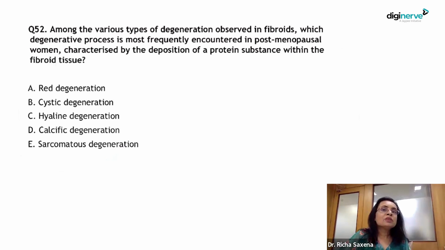Among the various types of degeneration observed in fibroids, which degenerative process is most frequently encountered in postmenopausal women and is characterized by deposition of a protein substance within the fibroid tissue? Again, a simple question. Yes, this is hyaline degeneration, and this is characterized by deposition of hyaline within the fibroid tissue.